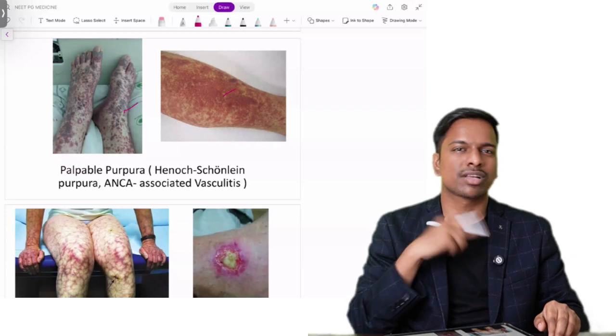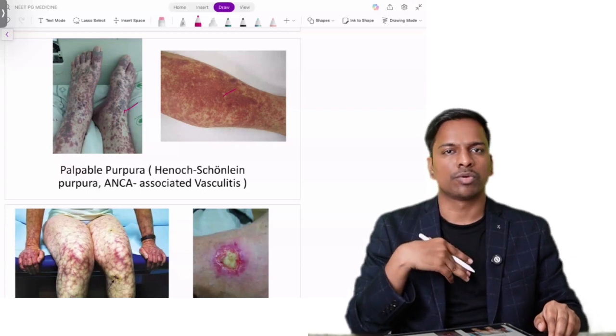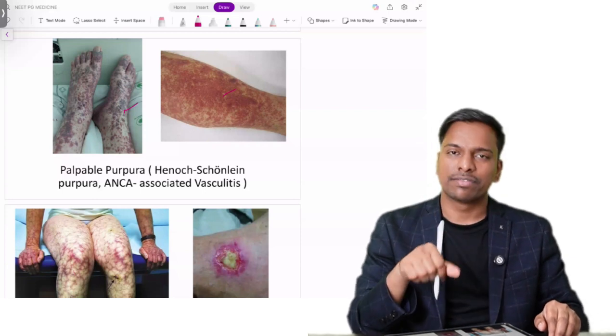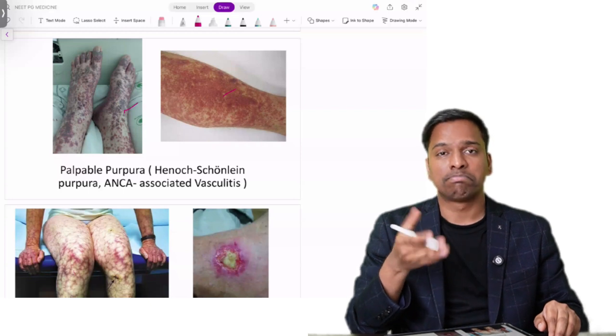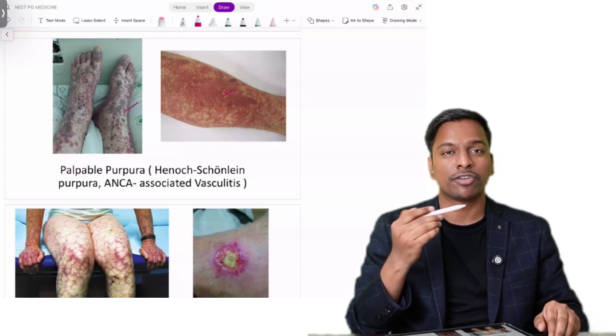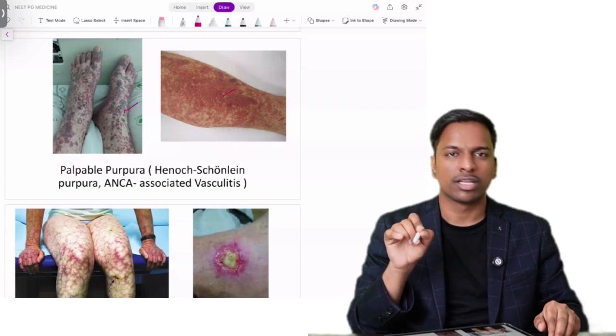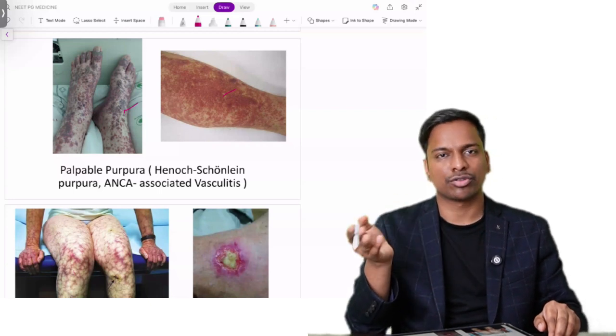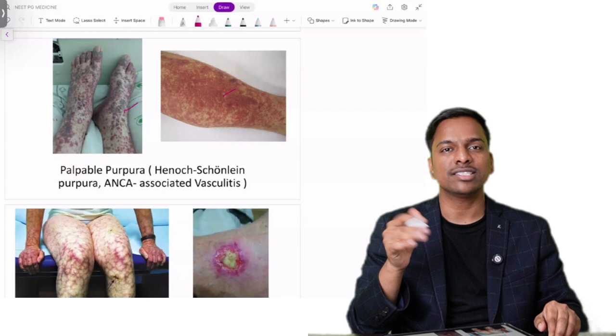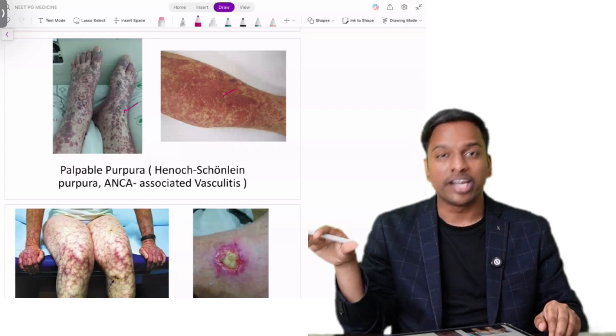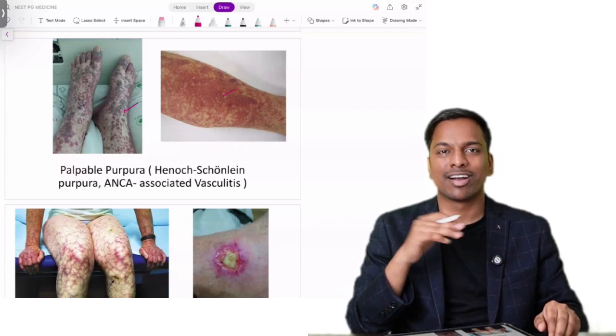Takayasu arteritis I've discussed in the CVS module. And then if they have polyarteritis nodosa, they will give you the kidney, the image of the vessels, and they will show you some nodes in that, because the name itself tells polyarteritis nodosa. If they talk about Kawasaki disease, a young kid will be shown with a strawberry tongue and some rashes.